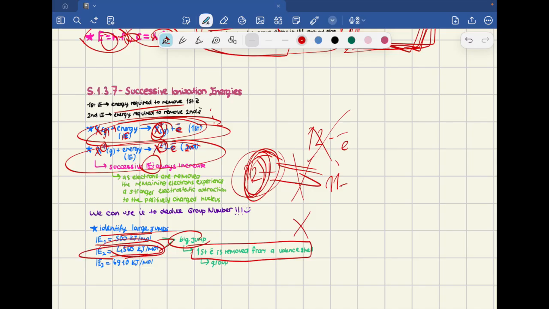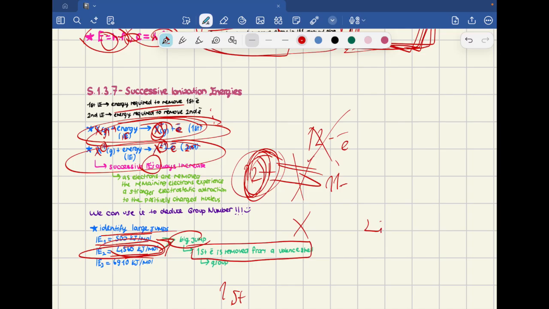So this is why our ionization energy is increasing, because electrons start getting removed from the valence shell, and as we move on to the inner shells, inner subshells, more energy will be required because the inner subshells are closer to the nucleus and the electrostatic attraction is increased. So more energy is required to remove an electron because the attraction is really high, right? And this is how we can deduce the group numbers. The first electron is removed from a valence shell, so we can say that it's in the first group. So for example, this could be lithium.